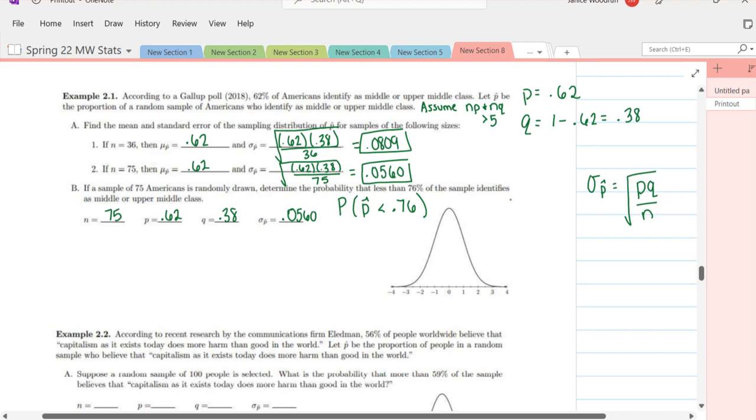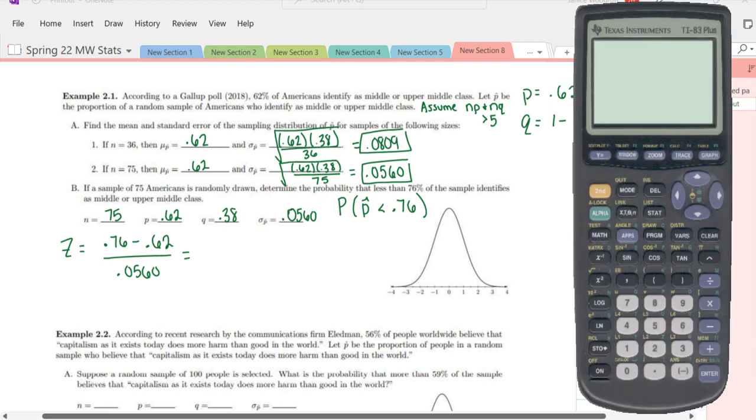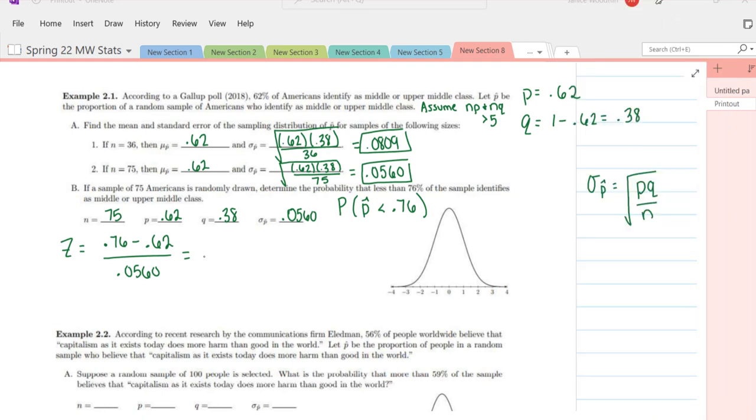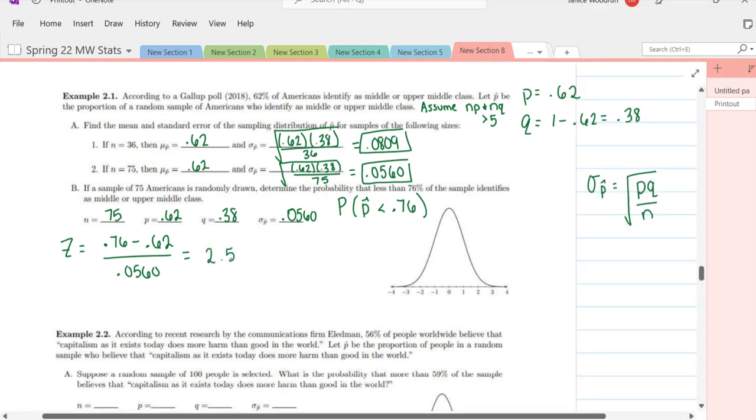Okay, so for here we'll do the z-score. So you're going to have your p hat, which is 0.76, minus p, 0.62, over our standard deviation, 0.0560. So 0.76 minus 0.62, divided by 0.0560, that's going to give us 2.5. Okay, so we have a z-score of 2.5 right here.